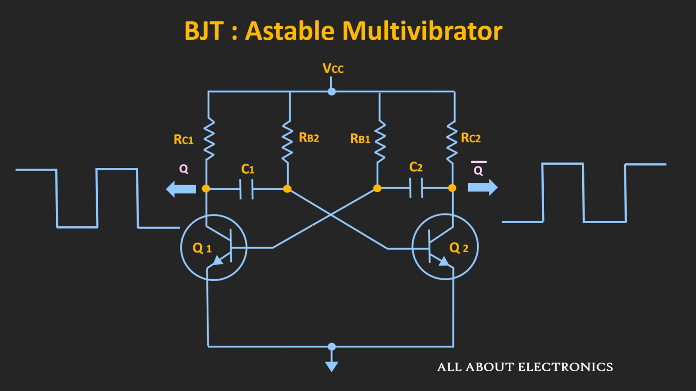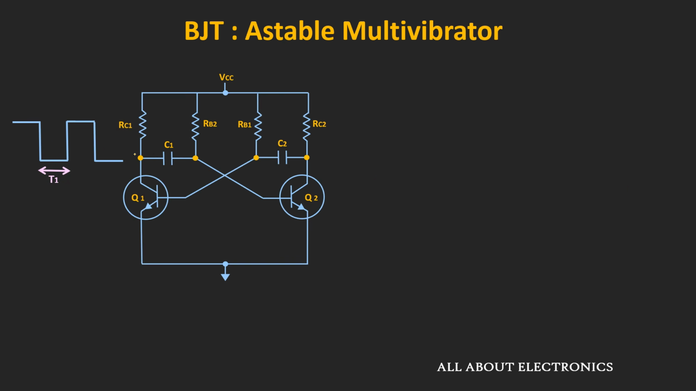or to be precise, the RC time constant RB2 times C1 and RB1 times C2 decides the on and off time as well as the frequency of this multivibrator. So now let us derive the expression of the on and off time and the frequency of this astable multivibrator. So here for the derivation, let us assume that initially the output Q is low, and after time t1 it goes to the high state.